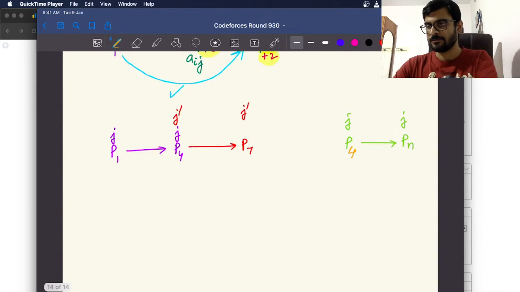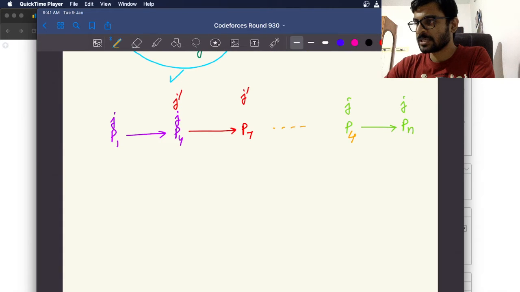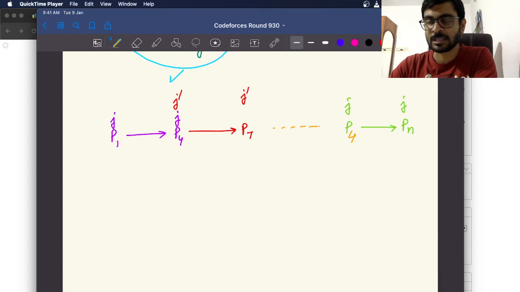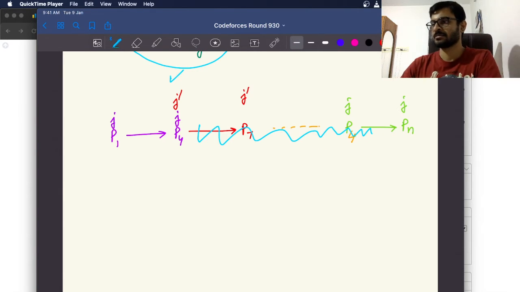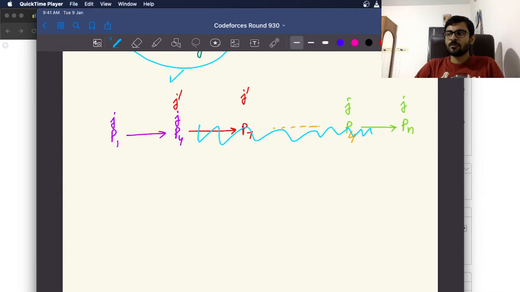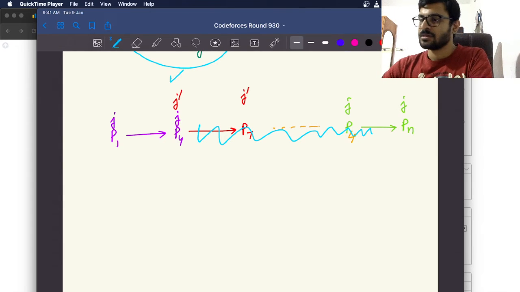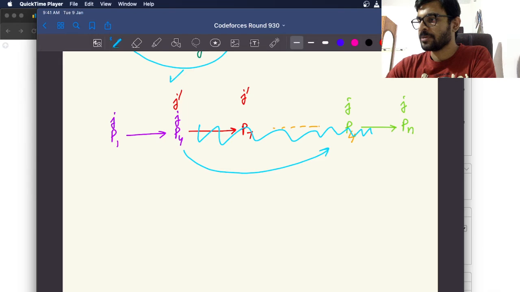That we cannot have. Let's say we first go to P4 and then we go to P7 and then later again P4 and then to Pn. This will not happen, because then this part is not needed at all up to here. From here directly you can go to Pn, correct? So P4 will not reappear.